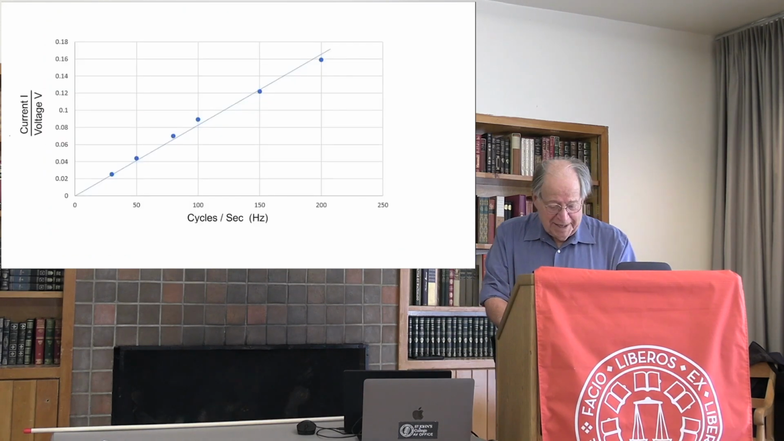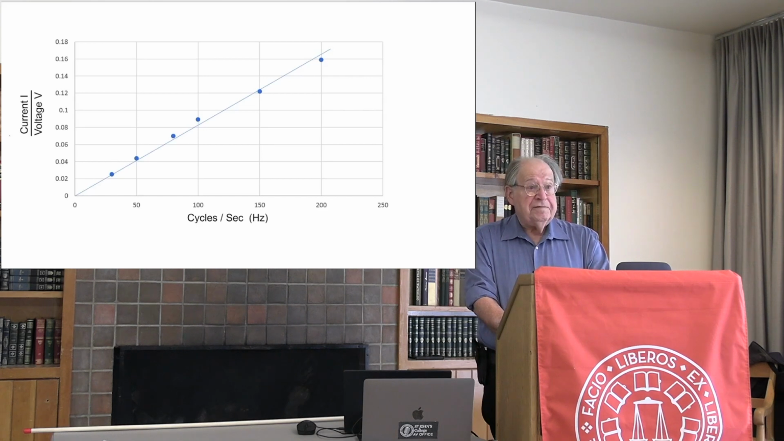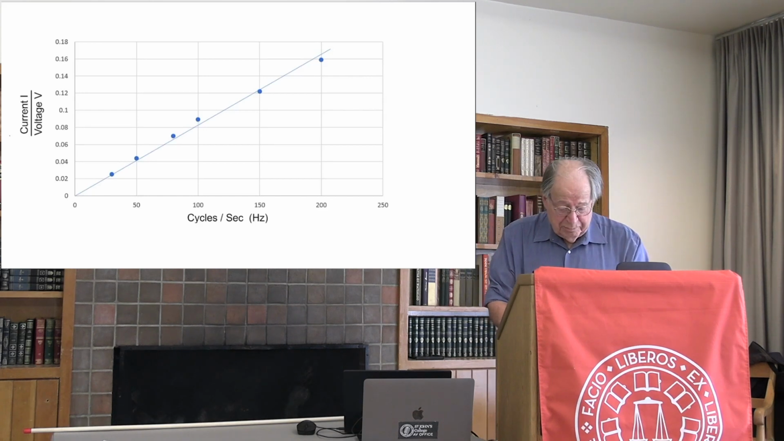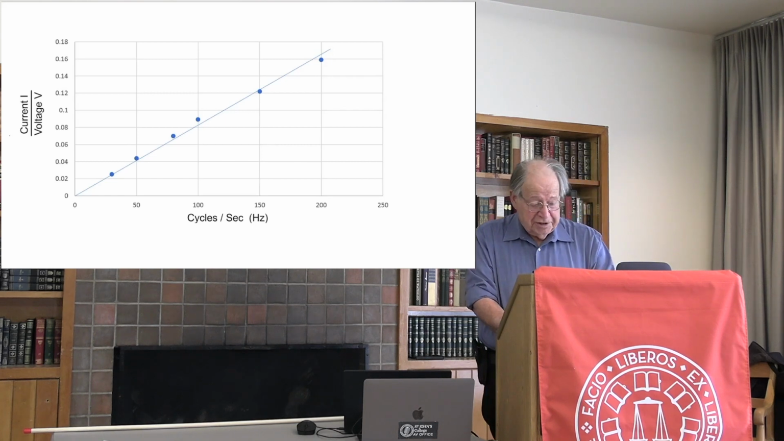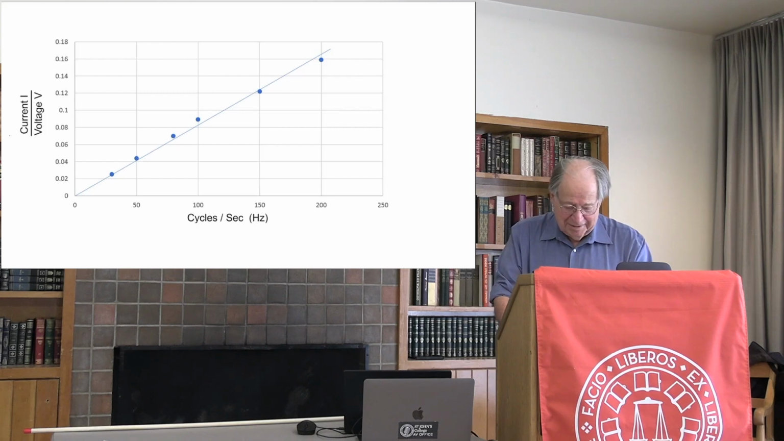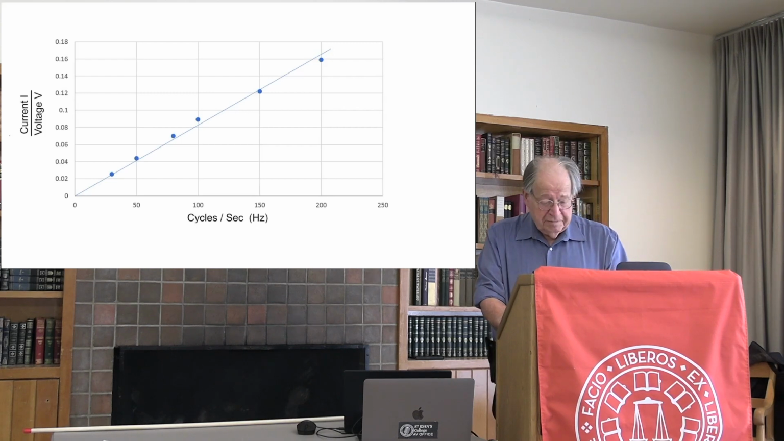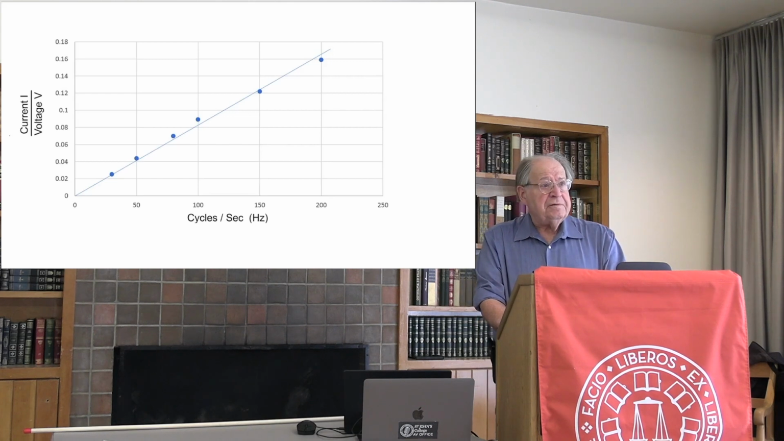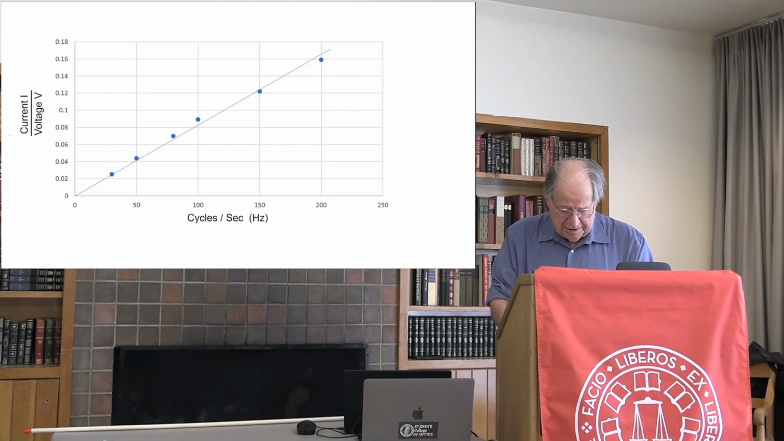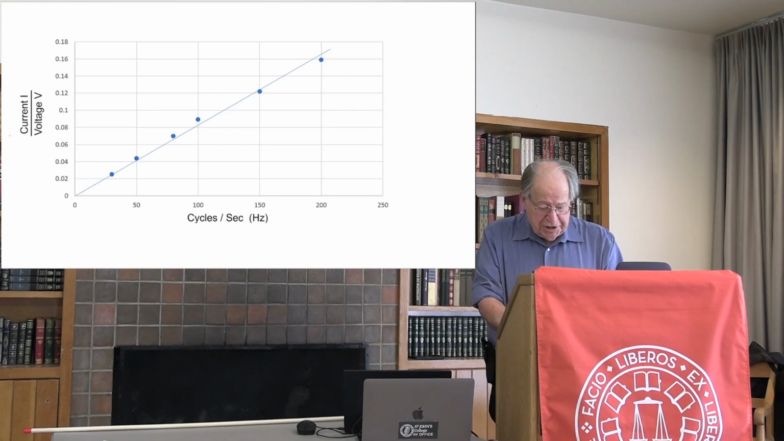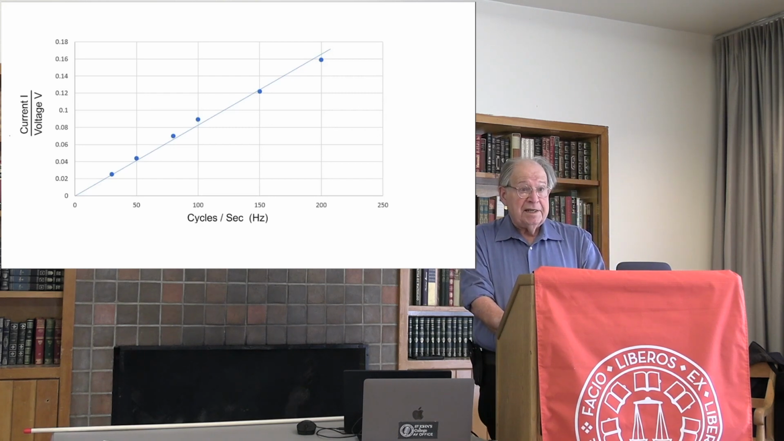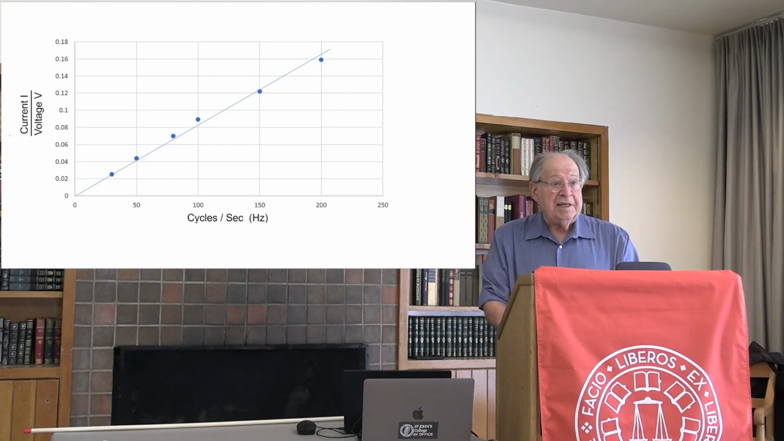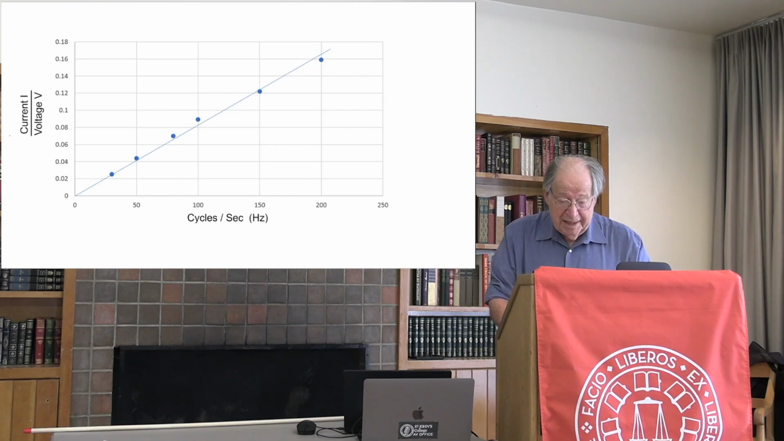We get a straight line. The ratio of current to voltage is proportional to the frequency. Therefore, the ratio of voltage to current must be inversely proportional to the frequency. The ratio of voltage to current, a ratio which was independent of frequency for resistance, but directly proportional to frequency in the inductor, is inversely proportional to frequency in the capacitor.